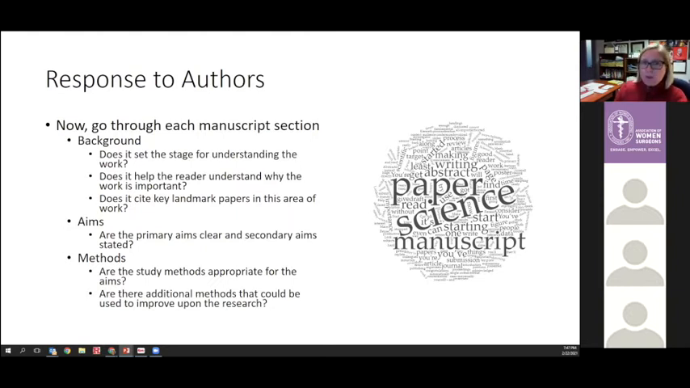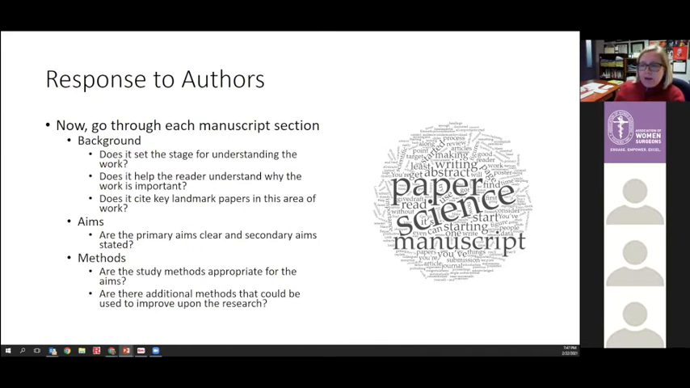Does it help you understand why this was something that the authors were interested in and wanted to work on? Does it help the reader understand why this work is important in the world? And are key landmark papers in this area cited? You want to make sure that the authors are really aware of what's been done and what the scope of the work is.